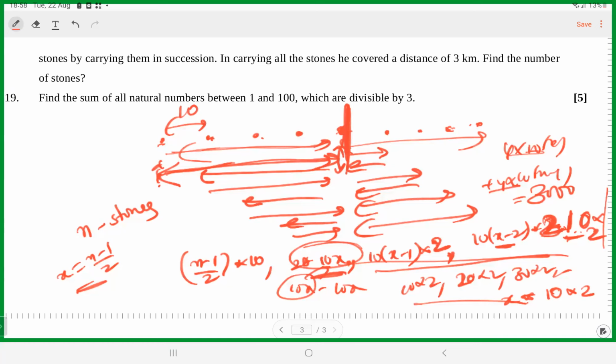Find the sum of all natural numbers between 1 and 100, which are divisible by 3. How to find this one? Find the sum of all natural numbers between 1 and 100, which are divisible by 3. A will be 3. D will be 3.